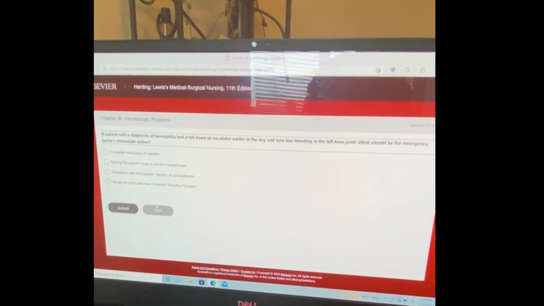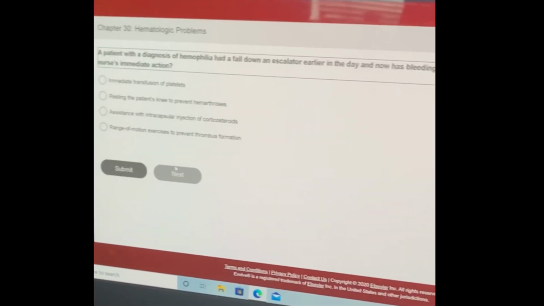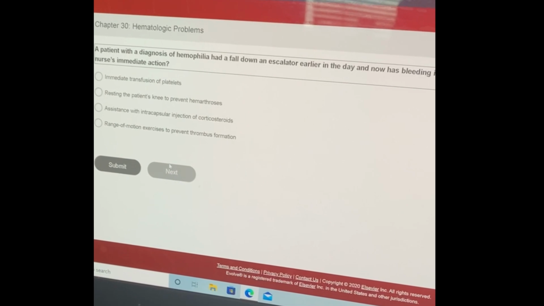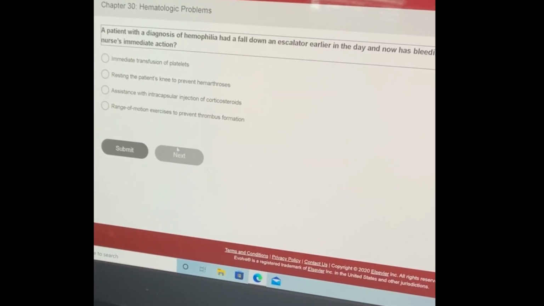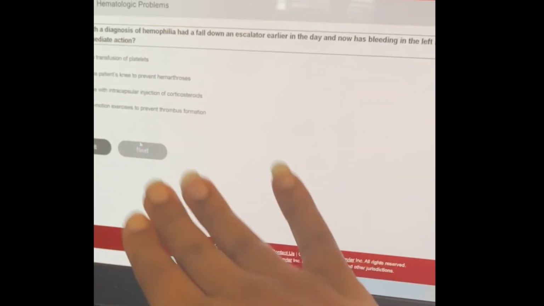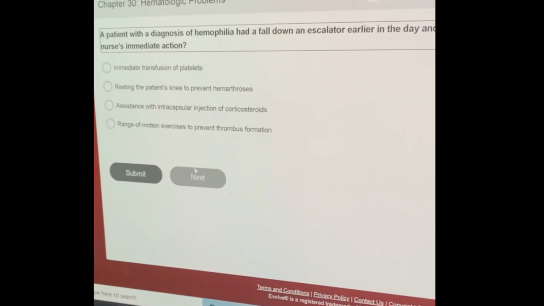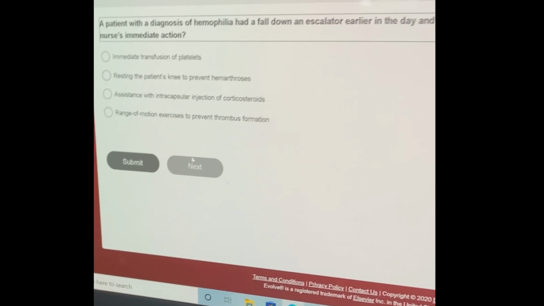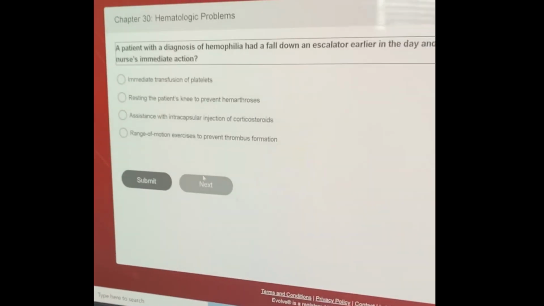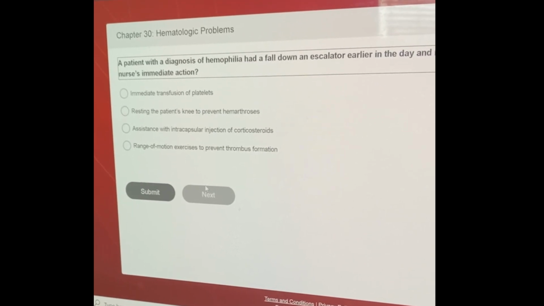Okay, so he has hemophilia and then he has bleeding in the left knee joint. Okay, so nurse's immediate action. What do you do first? So all of these are right answers. Let me do it. I don't need you to talk me through it. I've been getting them right. Okay, brother. He fell down the... You still on this escalator, Chad. Yes. All right. Like Tim Gunn. Had to fall down the escalator, bleeding in the left knee joint.